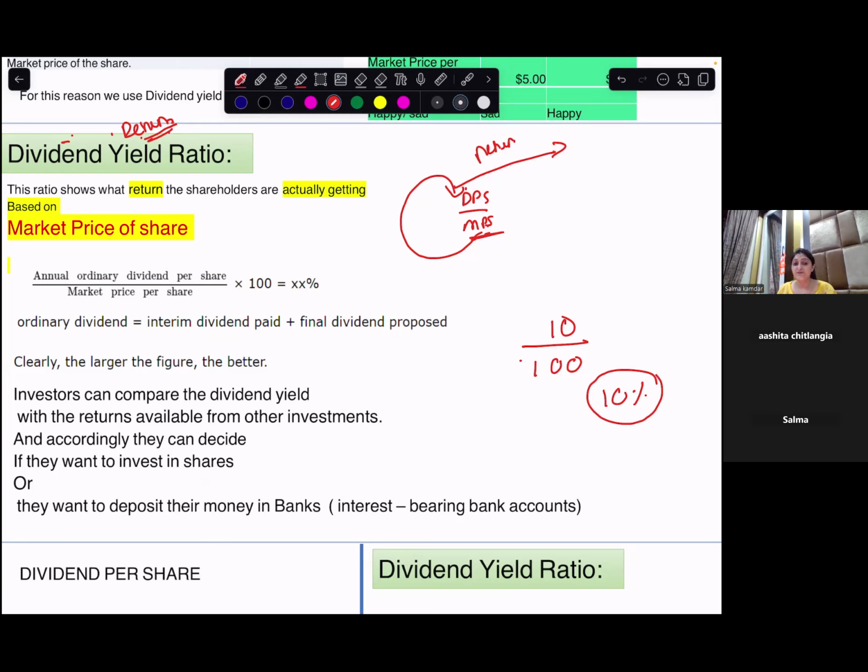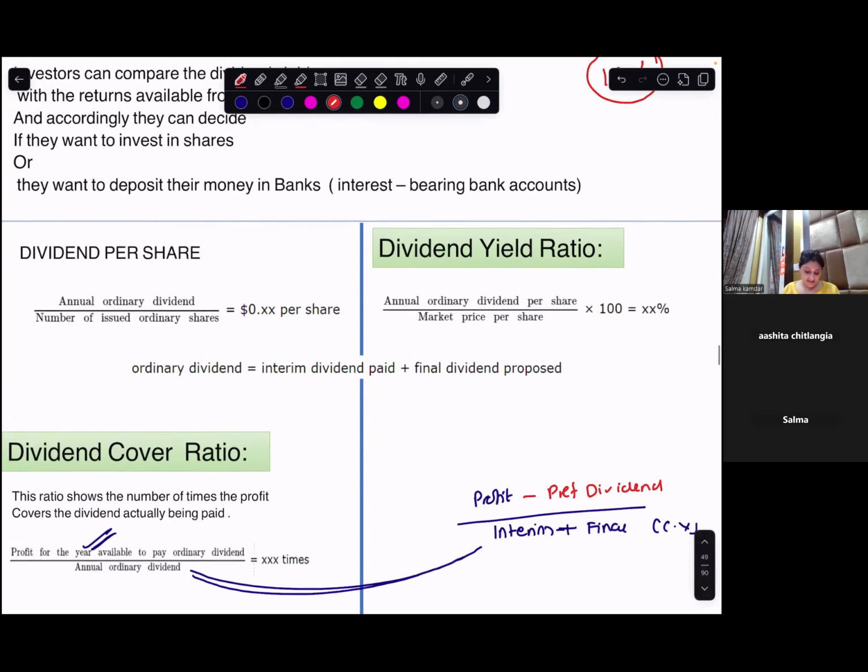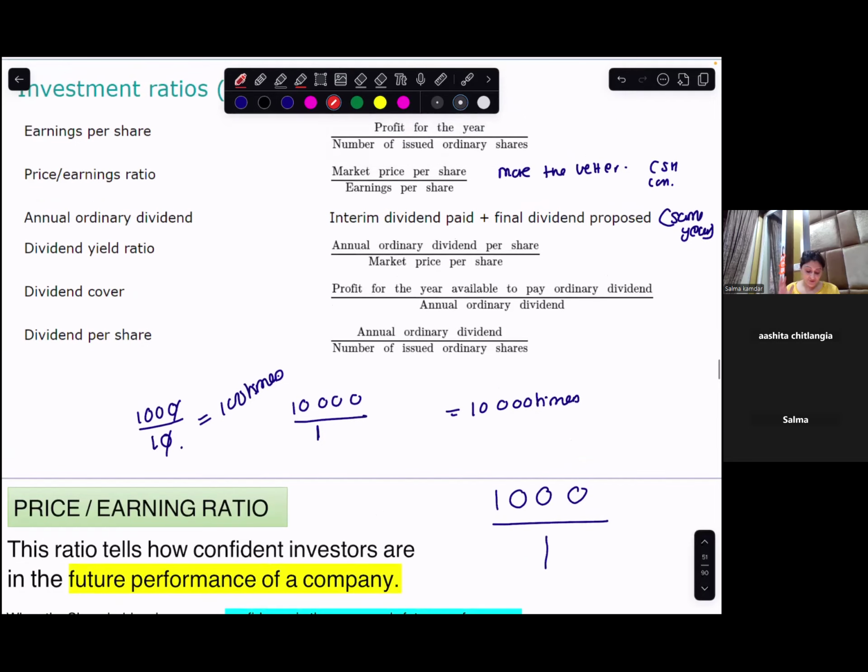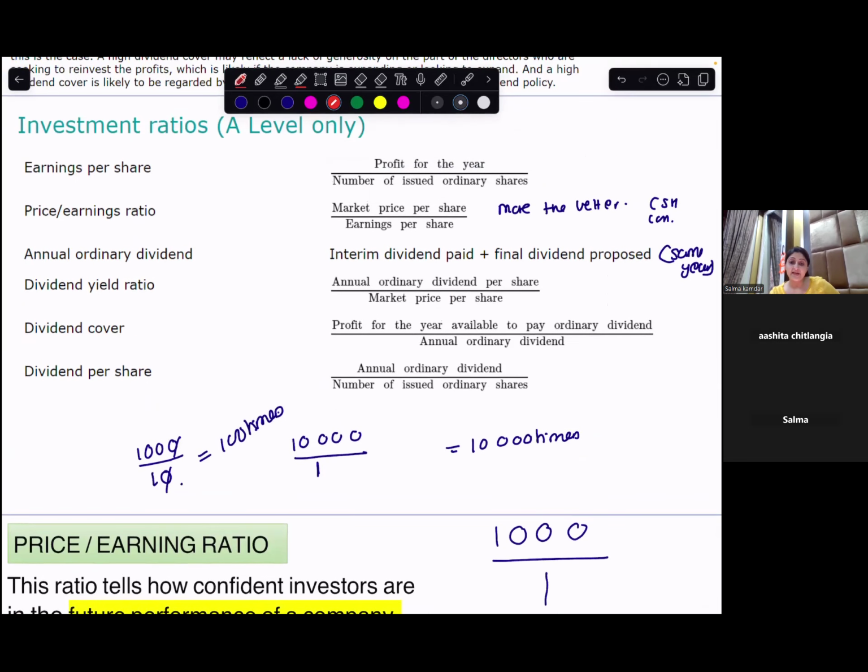Whenever an investor is investing money, he will always look at the dividend yield ratio, the dividend compared to the market price into 100. So with this, there are 5 investment ratios. I want you to think about the 5 investment ratios and try to write them. This is a total summary of all the A level ratios.